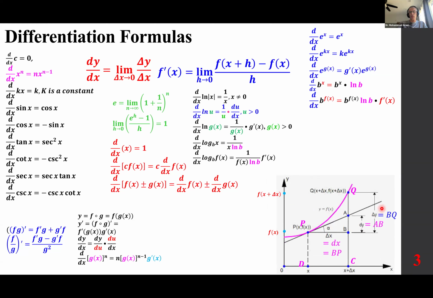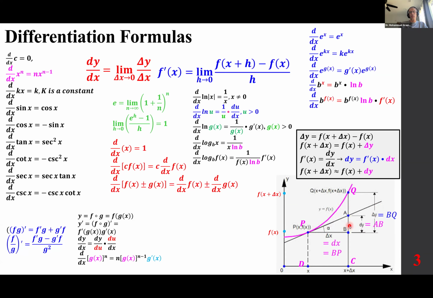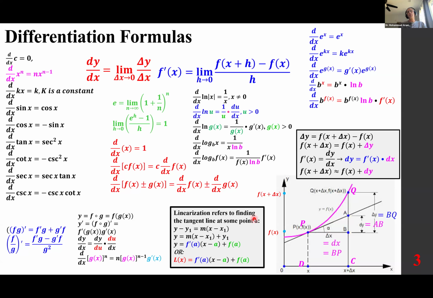delta y is the rise along the curve, dy is the rise along the tangent line. So delta y is f of x plus delta x minus f of x, which is this distance BQ. dy is f prime of x dx, which is this distance AB. And sometimes we use dy to approximate delta y. Also, linearization simply means find the equation of a tangent. So I would use the point slope. You can develop it into that, or you just leave it as the point slope and then simplify.